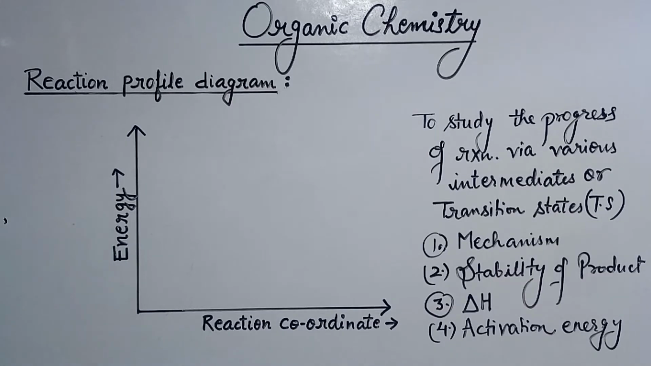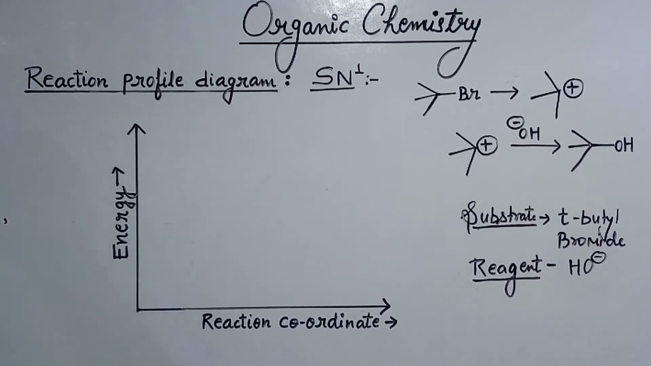Using this reaction profile diagram, we get to know the mechanism, the stability of the product, delta H, that is the energy difference between reactant and product, and the fourth one is activation energy. So here is the reaction. The substrate is tertiary butyl bromide and the reagent is hydroxide nucleophile. So what will happen?